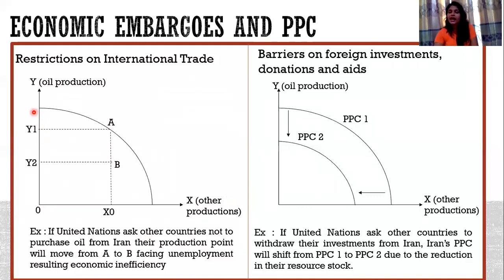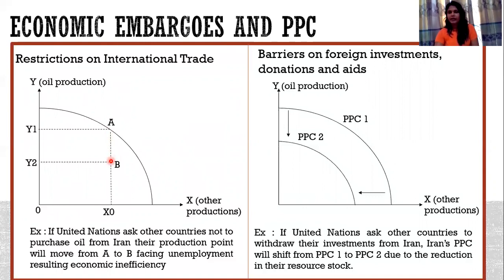It's not that Iran's production possibility goes down. Yes, but the actual production of the economy will go down. Why? Because even though you produce oil, there's no one else to purchase. Therefore, if earlier you've been operating at point A, now you're operating at point B. Why? Because it's not the production possibility reduced, but your actual output, actual production, you bring it down because no one is there to buy.